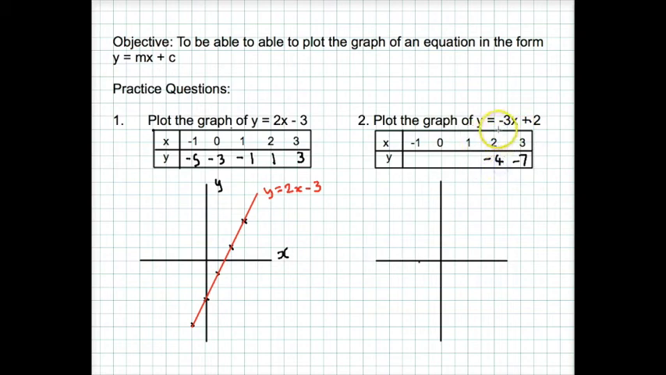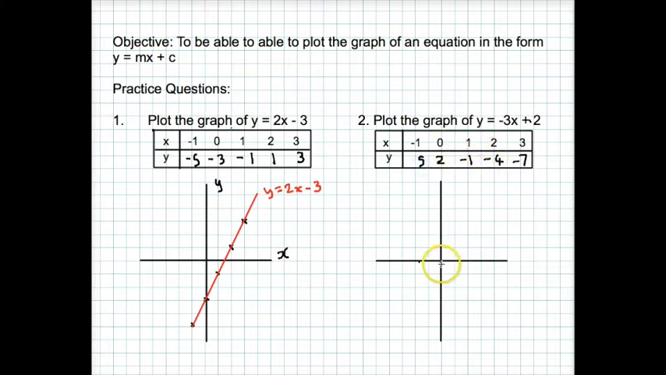Put 1 in place of it. -3 times 1 is -3. -3 add 2 gives me -1. And then when x is 0, -3 times 0 is still 0. 0 add 2 gives me 2. And when x is -1, a negative times a negative gives a positive. So that gives me -3 times -1 gives me +3, add 2 gives me 5. So I've got my values.